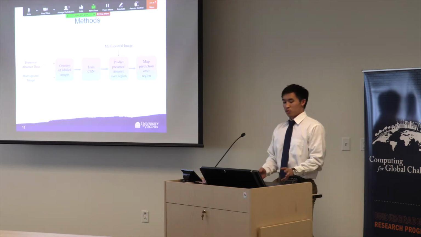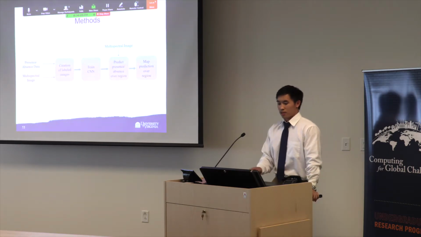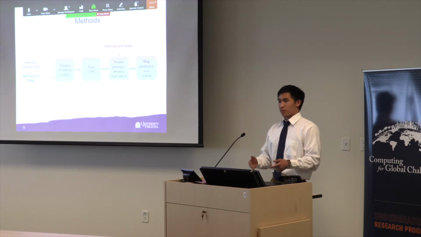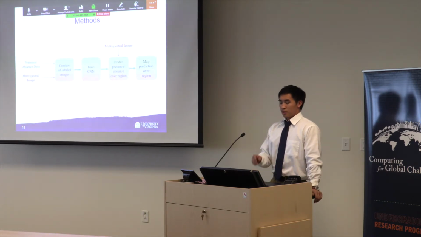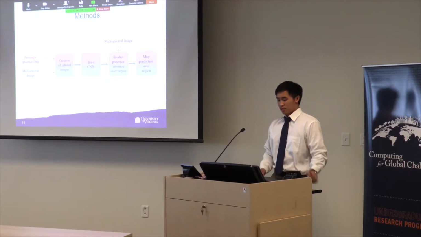And so what we did was we combined the multispectral image and the presence and absence data from the survey to create a data set of labeled images. And we used this to train a convolutional neural network, which once trained could be used to predict the absence or presence of a specific plant over an entire satellite image. And then once we have those results, we can map it onto satellite images from varying time frames so that we can see the spread of this plant as time goes on.